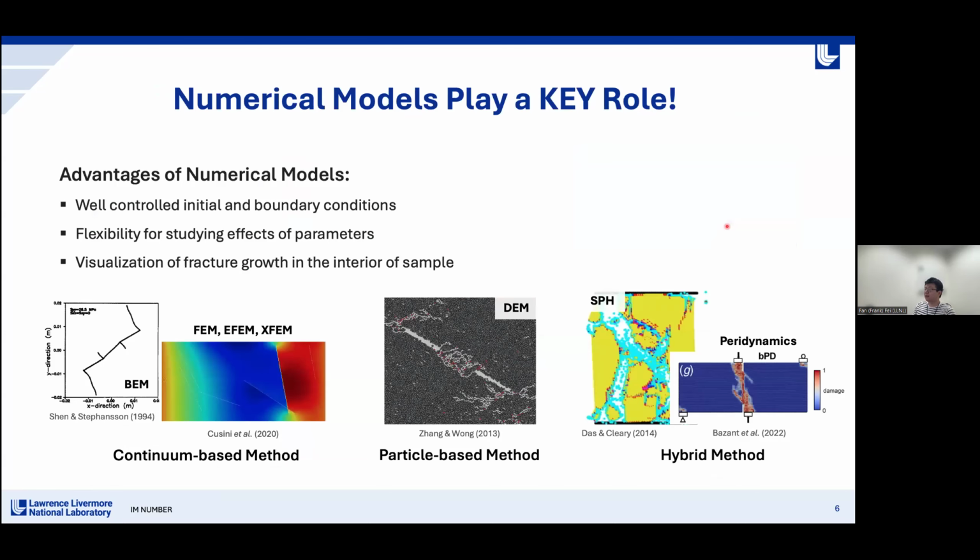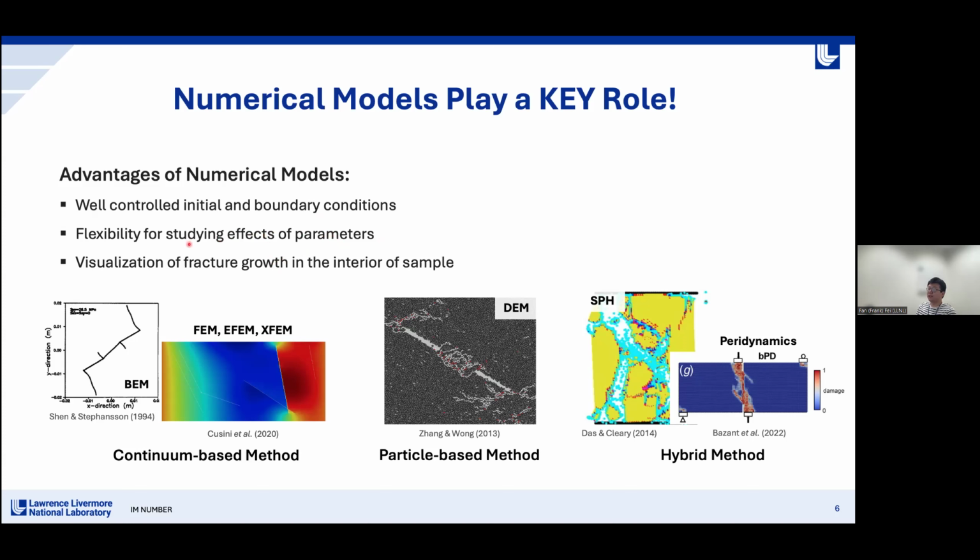So to better understand and predict the fracture growth and its behavior in geological materials, numerical models play a very important role here and can provide us with some benefits that experiments and field tests alone cannot give. For example, we can better control the initial and boundary conditions in the numerical simulation than in the laboratory test. And also it gives us more flexibility to change parameters such as the pressure and temperature and see their impacts on the resulting geological fractures.